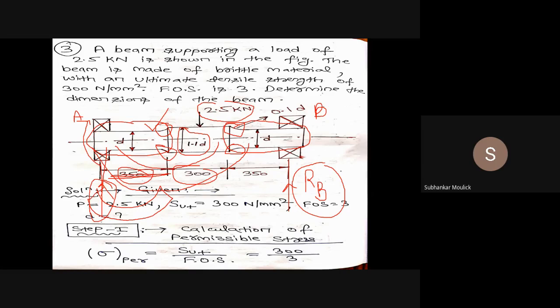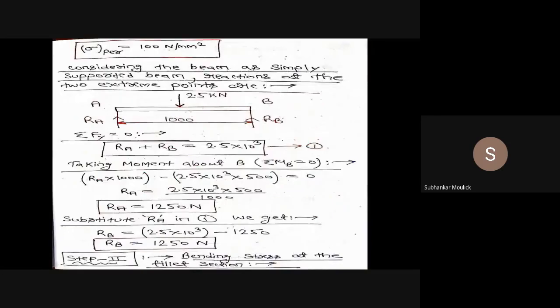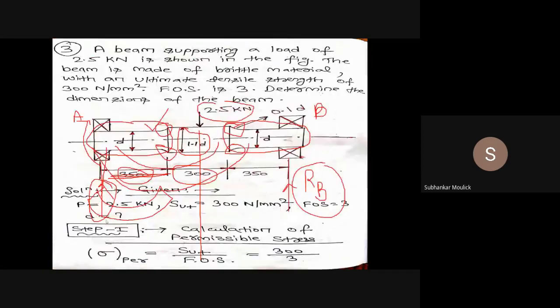And RA into 350 at the middle section. The middle section will be 350 plus 300 by 2. 300 by 2 is 150, plus 350, that is 500. That means RA into 500. This RA into 500 will again try to bend this beam from the middle section. That means the stress is critical at two sections. First section is the fillet section. Second section is the middle cross section.